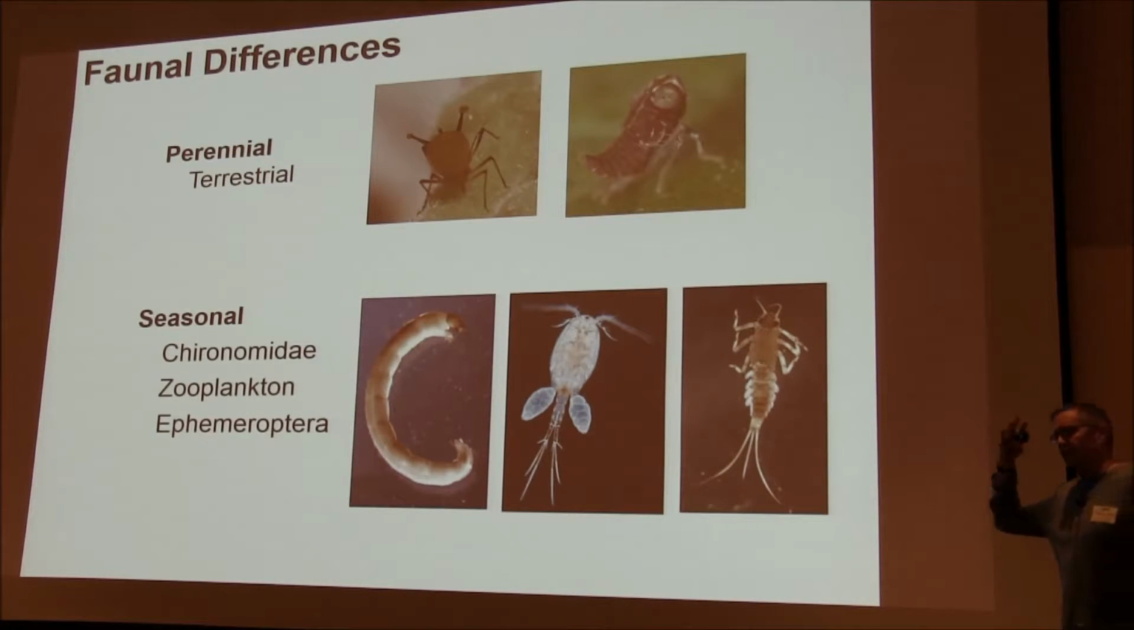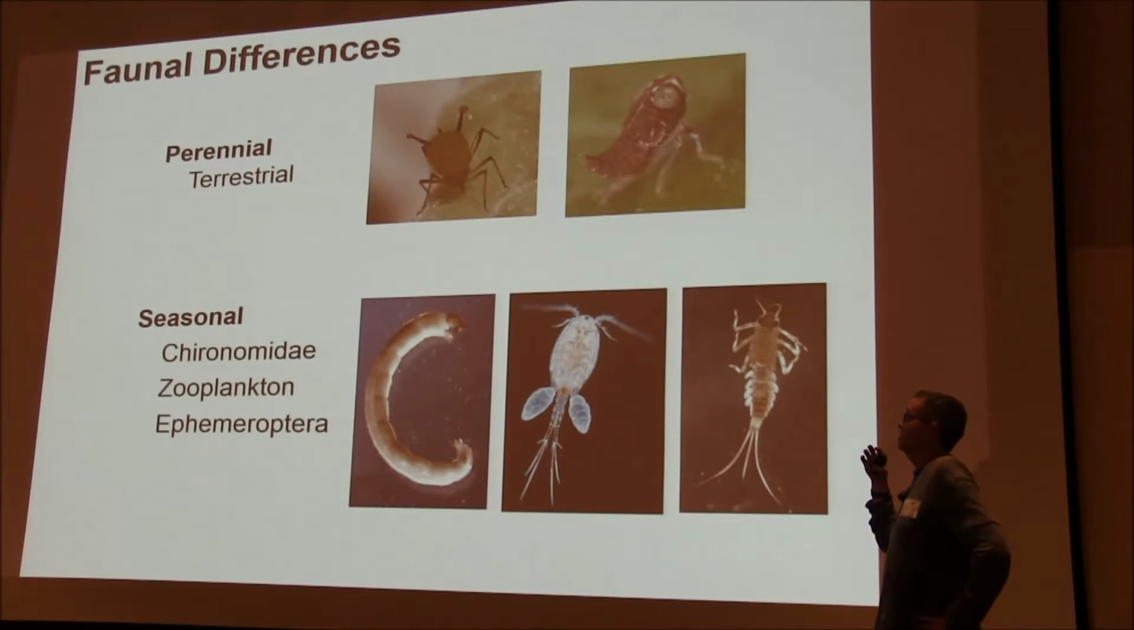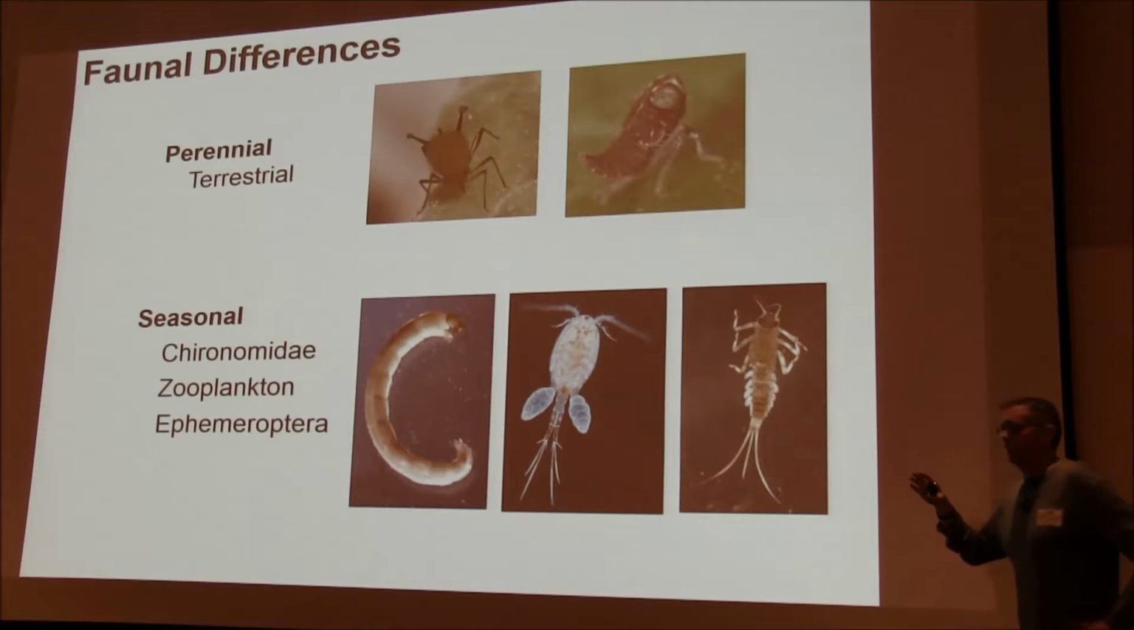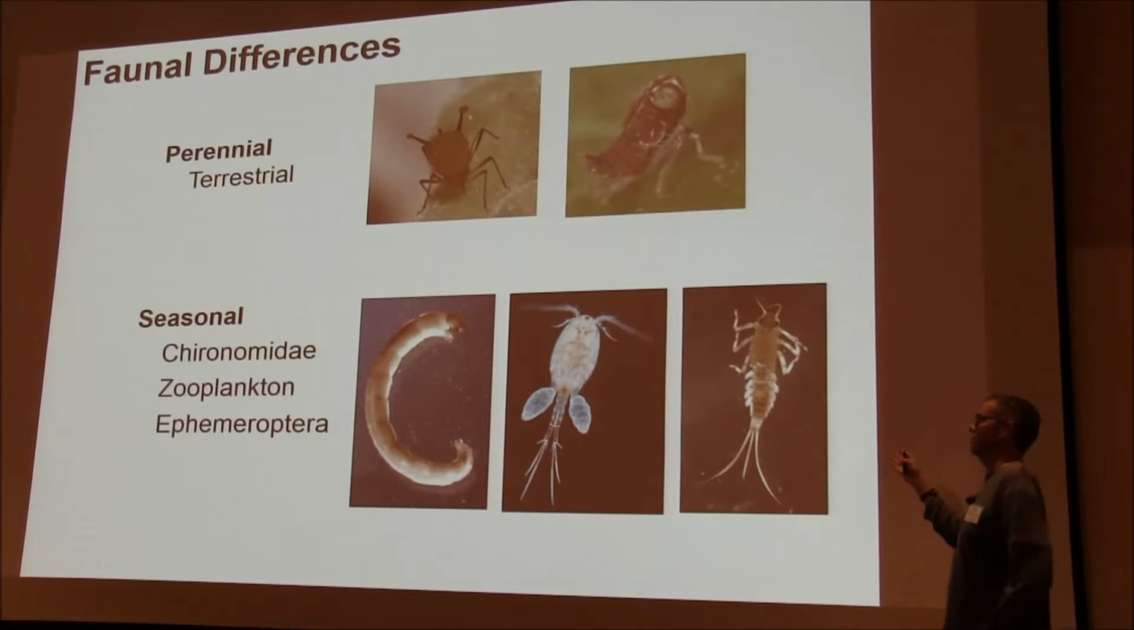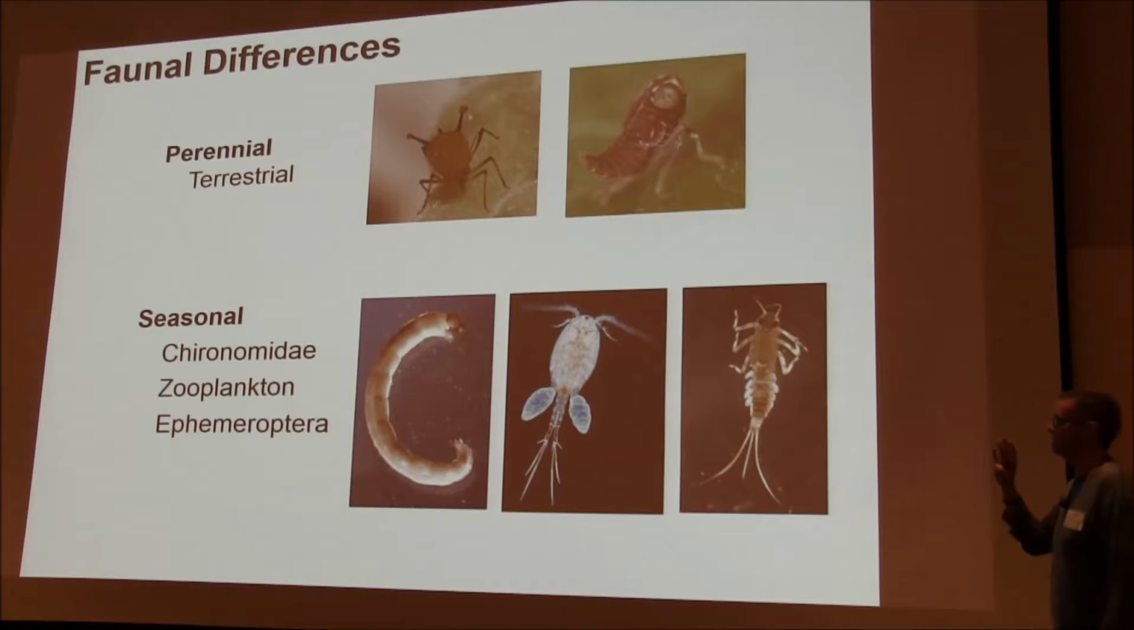In terms of general overall faunal differences, in the perennial tributaries, the drifting insects, we had a lot of terrestrial stuff, probably because of the large amount of riparian vegetation. In the seasonal tributaries, we had a lot of chiros, a lot of zooplankton, and a lot of mayflies. So we saw these differences, which was interesting.